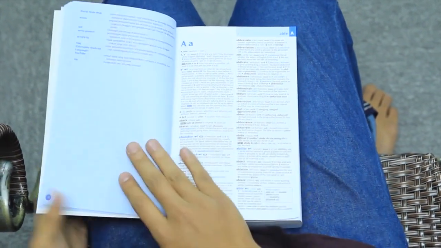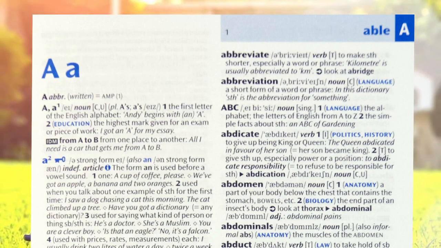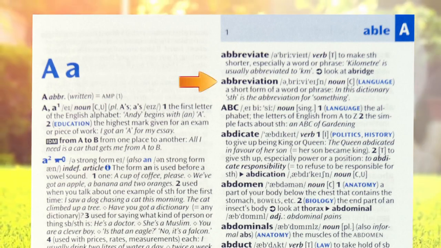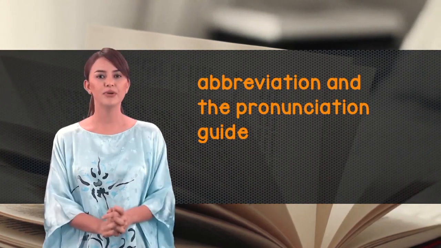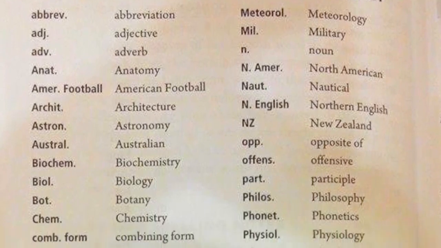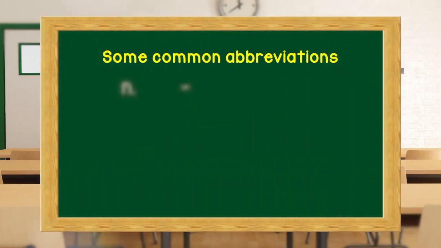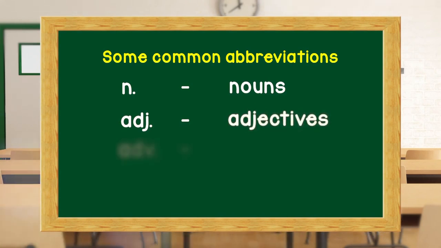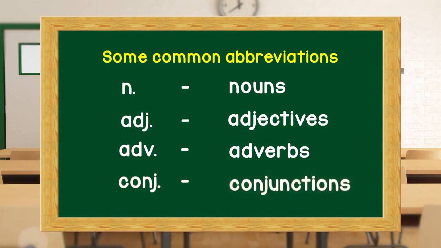Flip to the first few pages of the dictionary because it tells you how to use it. You will usually find the layout, abbreviation, and pronunciation guide. Learn the abbreviation and the pronunciation guide. Abbreviations are short forms of words. Small dictionaries, especially pocket dictionaries, may contain abbreviations. Some common abbreviations in the dictionary are N, nouns, ADJ, adjectives, ADV, adverbs, CONJ, conjunctions.